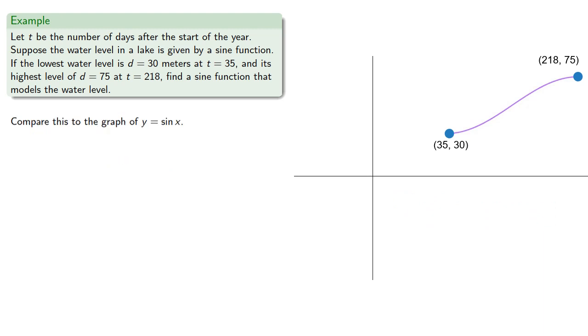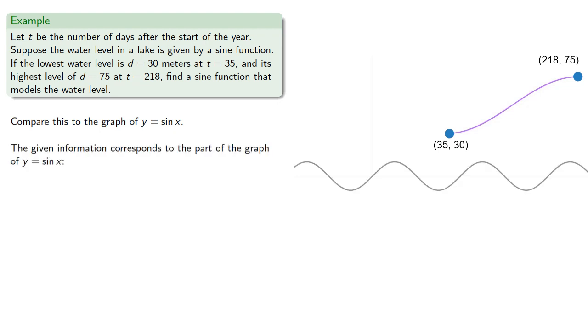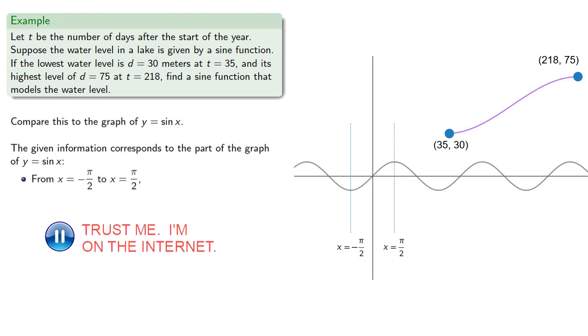Now, let's compare this bit to the graph of y equals sine of x. The given information corresponds to part of this graph, and if we look closely, we see that this looks most like the part from here, x equals negative pi halves, to here, x equals pi halves. And from y equals negative 1 to 1.